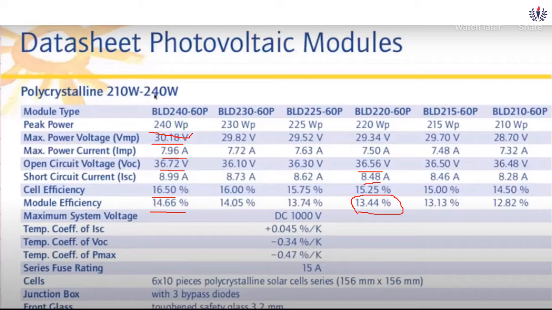The cells are 6 x 10 pieces of polycrystalline solar cells connected in series and their area is 156 mm x 156 mm. Also, the junction box has 3 bypass diodes and the front glass is toughened safety glass of 3.2 mm.